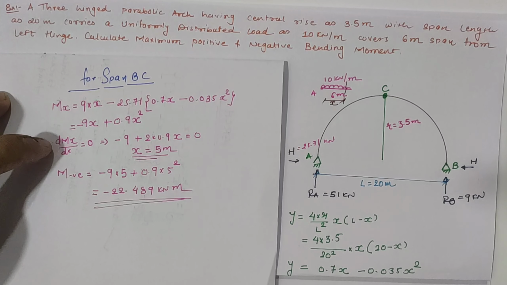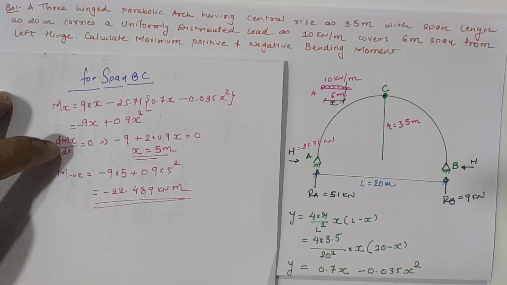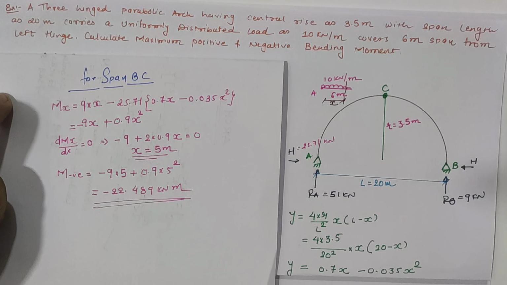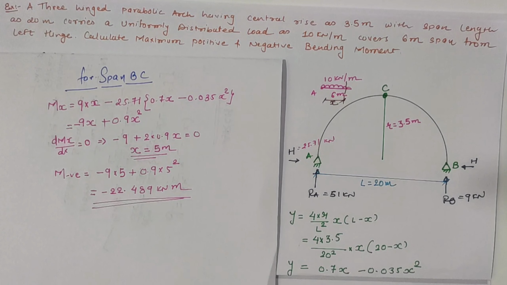Thus we can calculate the maximum negative and maximum positive bending moment using the concept of sections at different locations. With dM by dx equal to 0, we can calculate the location of our maximum and minimum bending moment in the given parabolic arch.